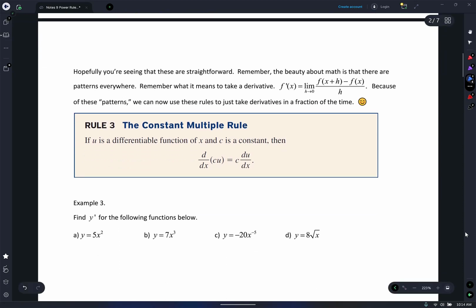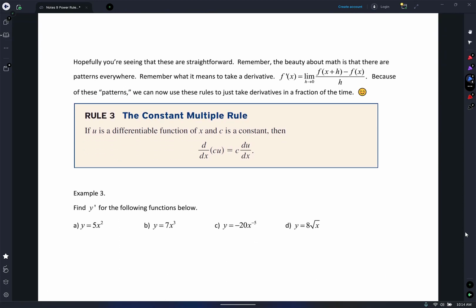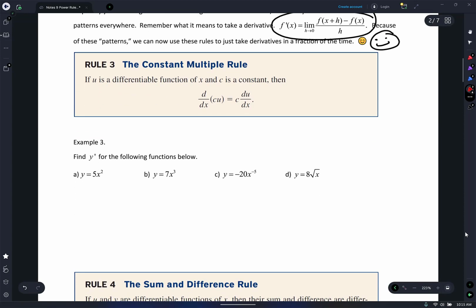All right. So that's where I wrote. Hopefully you're seeing that these are straightforward. Remember, the beauty about math is that there are patterns everywhere. Remember what it means to take a derivative. So here it is. These are my little notes that I typed out. That's my derivative. Because of these patterns, we can now use these rules to just take derivatives in a fraction of the time. And then I put a happy face emoji. Cool or not cool? All right, here we go. Relax. This means the same thing.